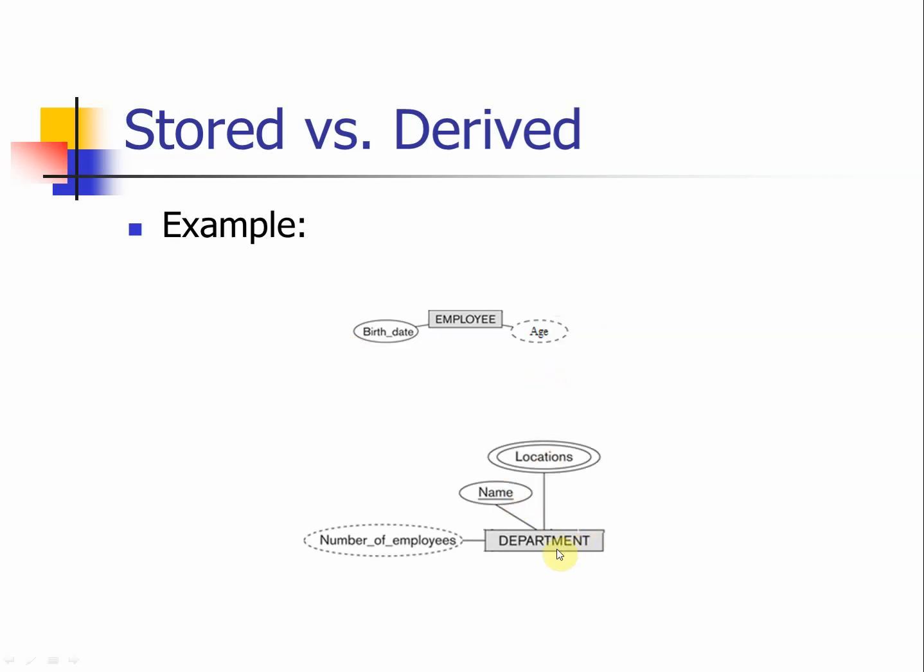Another example is this one, department, because we will have a relationship between employee and department, indicating which department each employee works for. And therefore, we can derive the number of employees for the department.